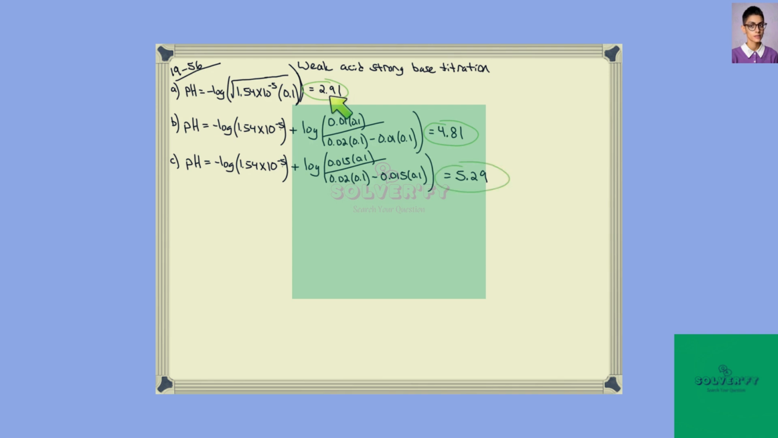And as we expect, as we are adding the strong base, we should see, with each subsequent calculation, an increase in pH, which we are seeing. This is one way to verify your answers. Now we go to Part D.